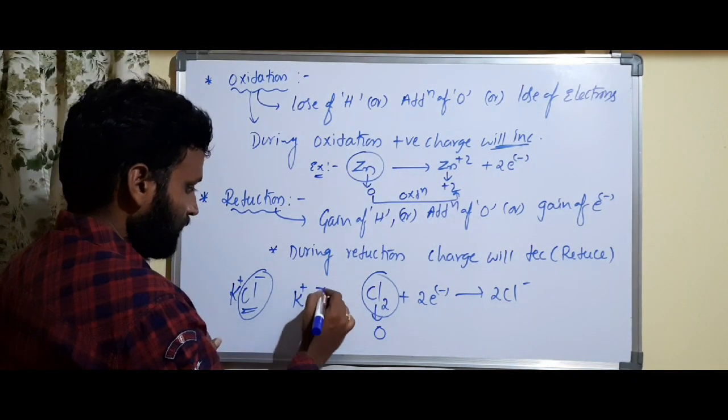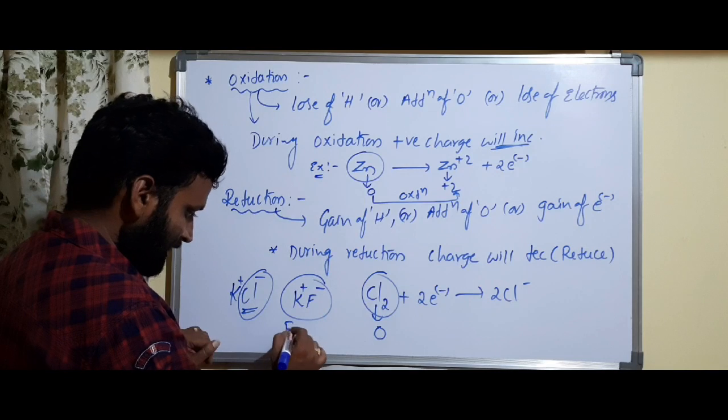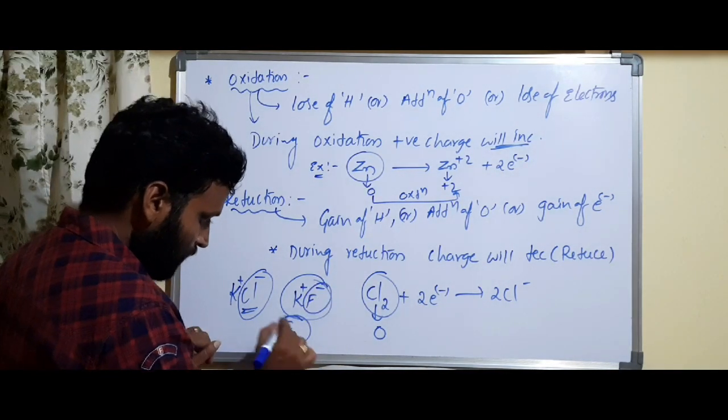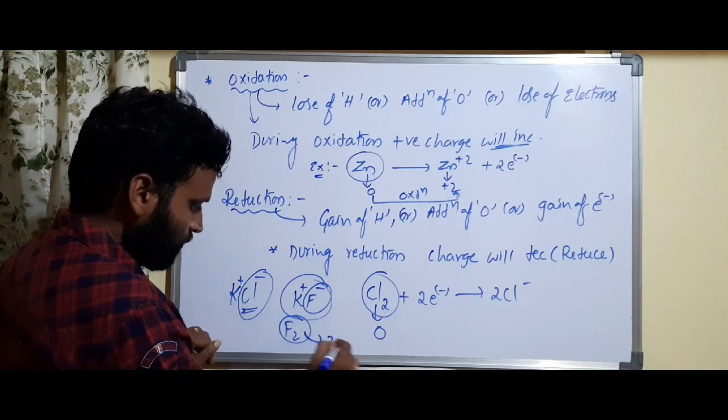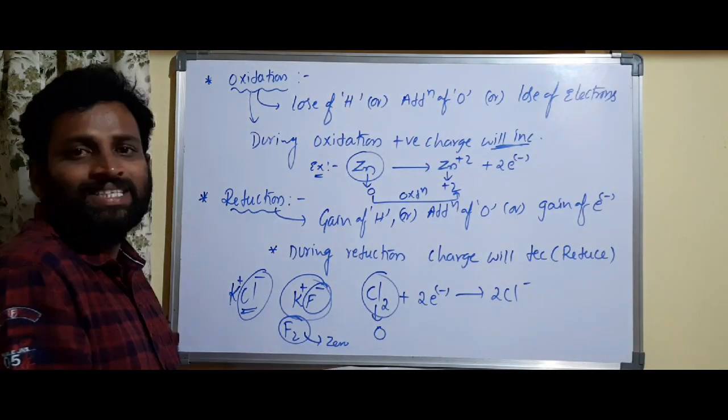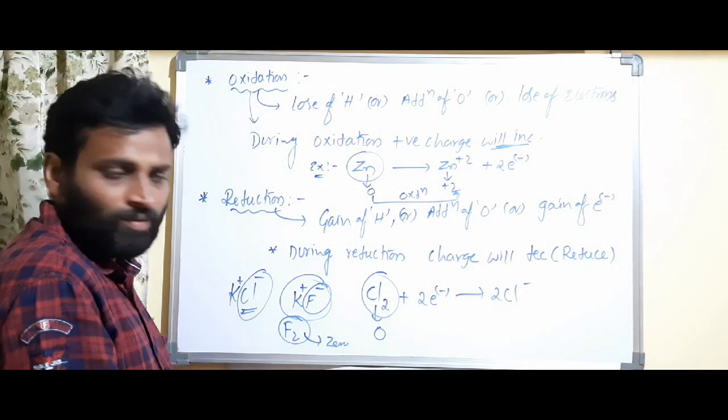KF, K+ and F-. But as F2, there is no charge. Here F- you have, but only F2, charge 0. Because both are fluorines, where is the charge? Like that, both are chlorines, where is the charge? Getting what I am saying?